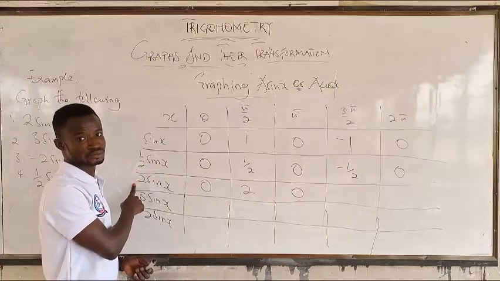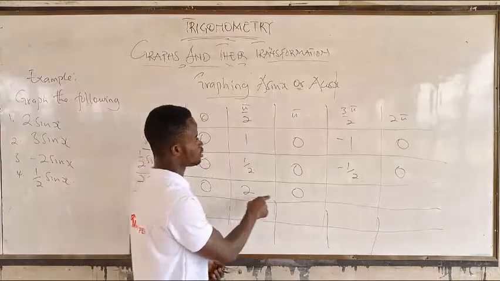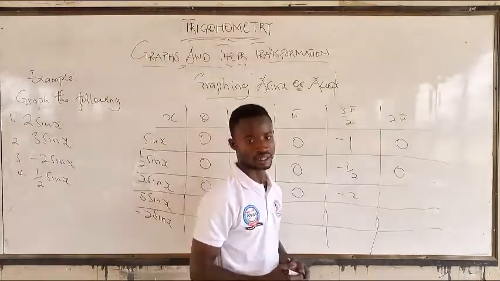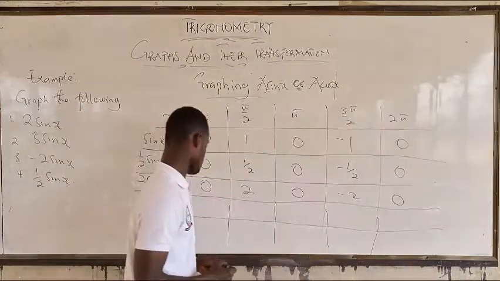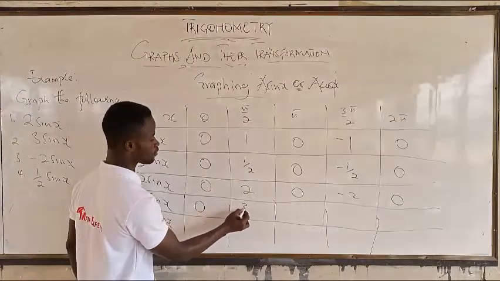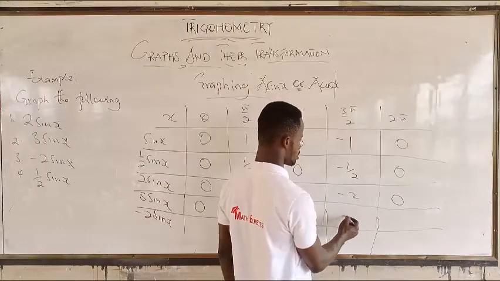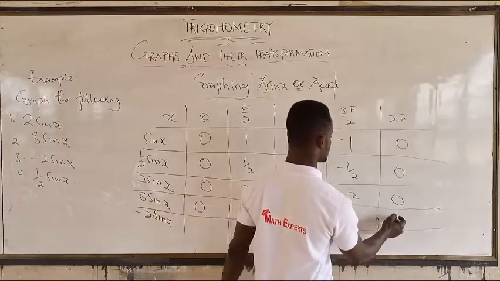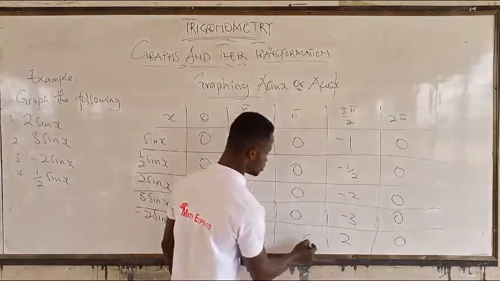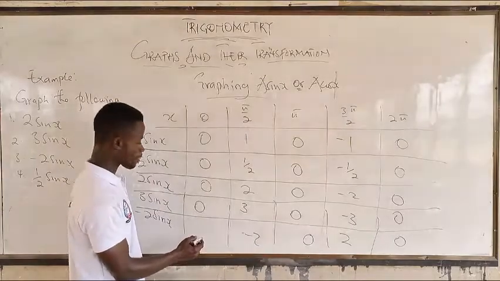What about 2 times -1? You get -2. Then here will be 0. Then we go for this, and that's going to be 0, 3, 0, -3, 0. And then 0, 2, 0, -2, 0.